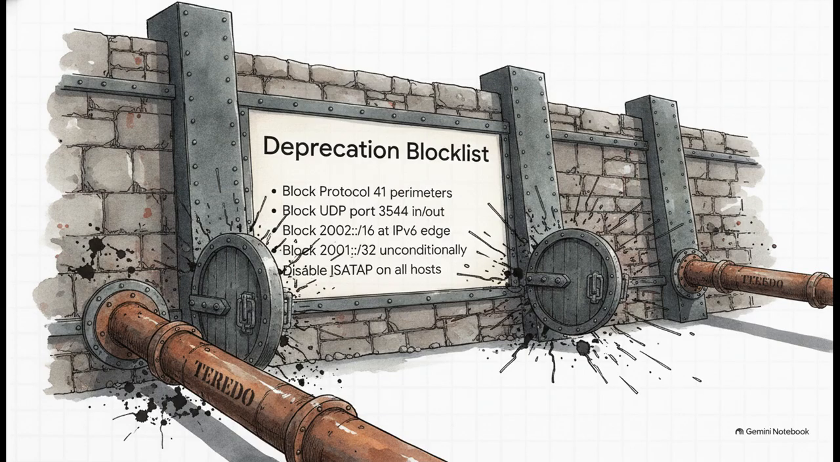Drop the 6to4 prefix 2002::/16 at your IPv6 perimeter. Unconditionally block the Teredo prefix 2001::/32. And just go right to the source by disabling ISATAP on all your hosts and routers. Shutting this stuff down isn't just a best practice, it instantly shrinks an unmonitored attack surface that sophisticated adversaries love to use to bypass traditional perimeter defenses.